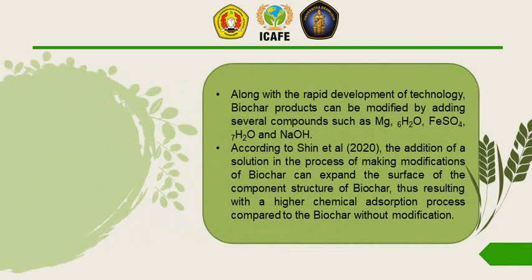Along with the rapid development of technology, biochar product can be modified by adding several compounds such as magnesium, water, ferrous sulfate hydrate, and sodium hydroxide. According to Setyawan et al. 2020, the addition of a solution in the process of making modified biochar can expand the surface of the component structure of biochar. This results in a higher chemical absorption process compared to the biochar without modification.